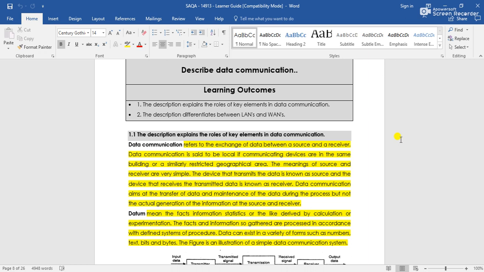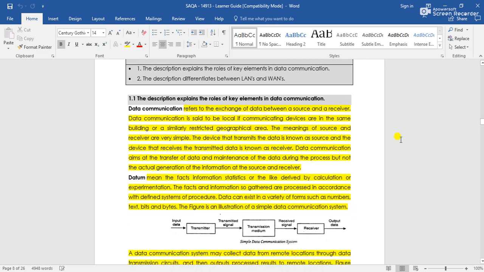Data communication aims at the transfer of the data and maintenance of the data during the process, but not the actual generation of the information at the source and the receiver. Data means the facts, information, statistics, or the like derived by calculation or experimentation. The facts and information so gathered are processed in accordance with defined systems of procedure. Data can exist in a variety of forms such as numbers, text, bits, and bytes.